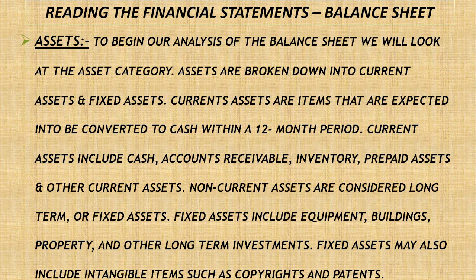Assets. To begin our analysis of the balance sheet, we will look at the assets category. Assets are broken down into current assets and fixed assets. Current assets are items that are expected to be converted to cash within a 12-month period. Current assets include cash, accounts receivable, inventory, prepaid assets, and other current assets.